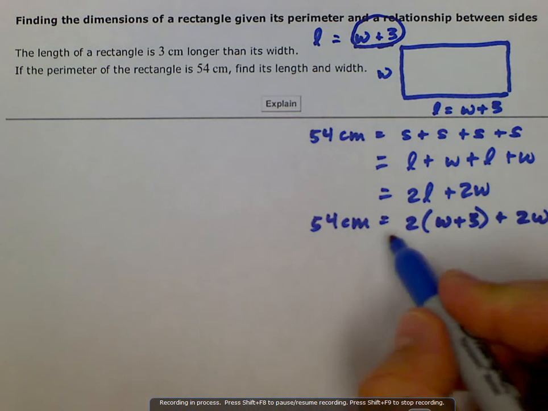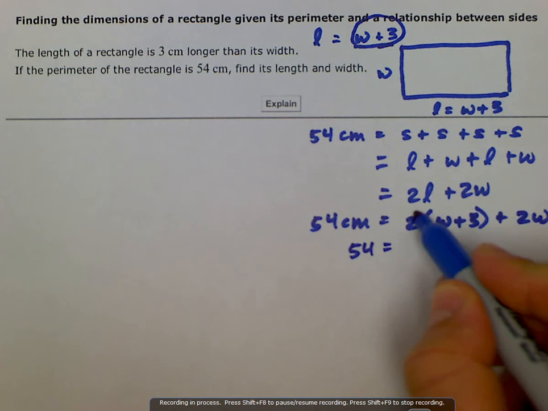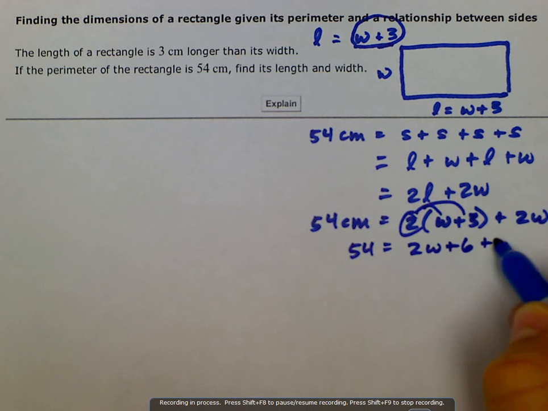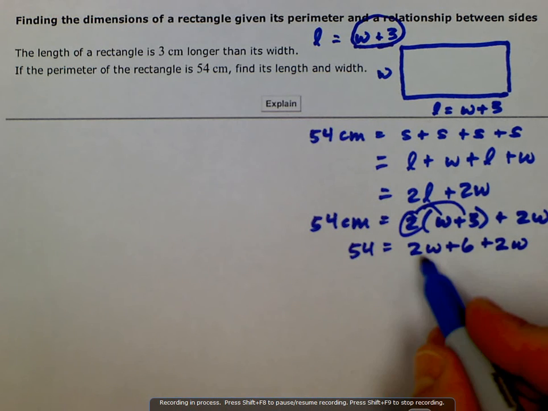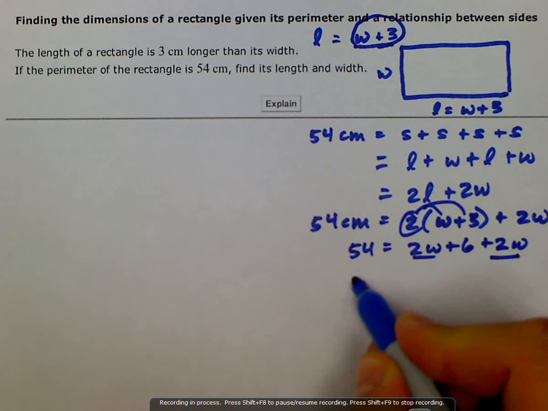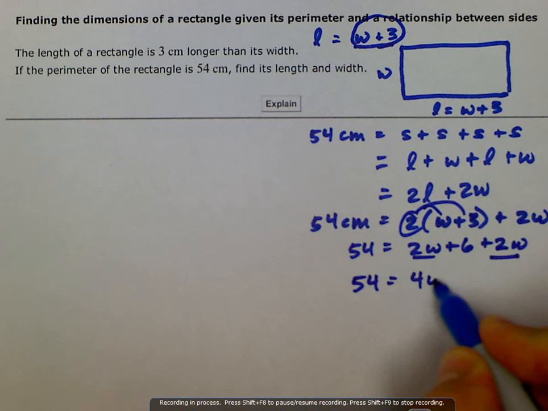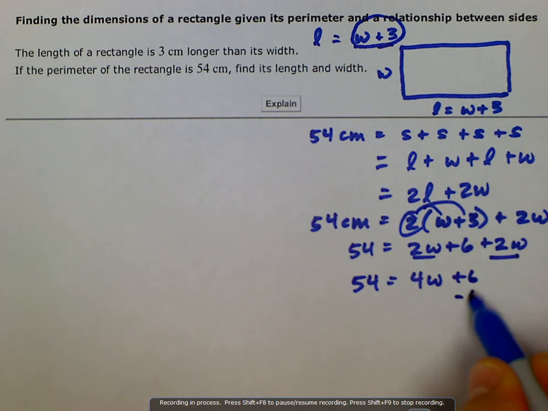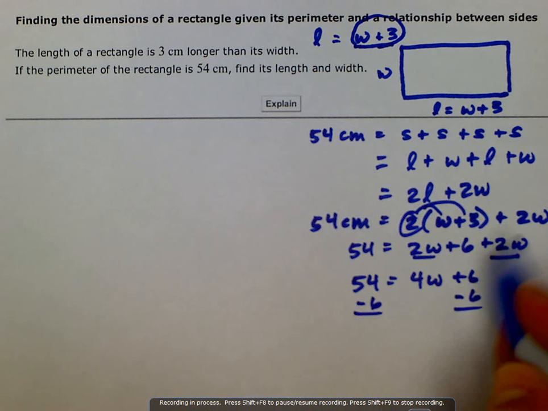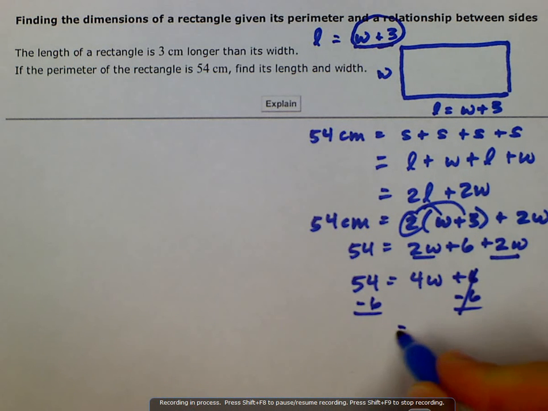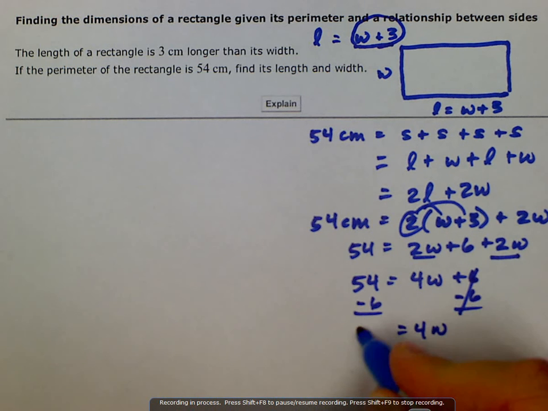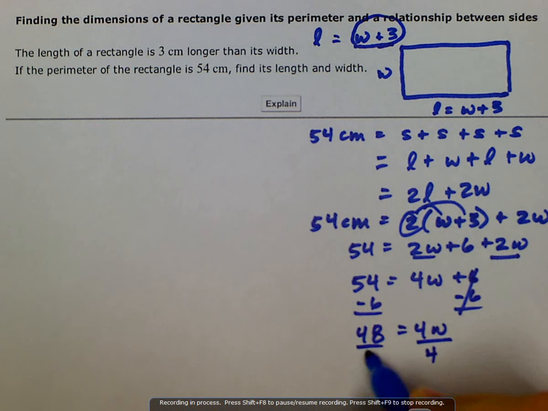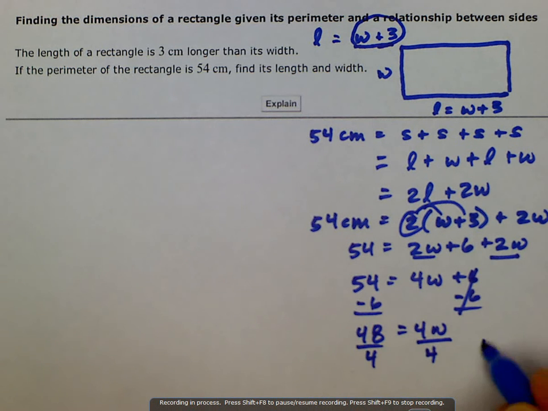So 54 is equal to, we would need to distribute, 2W plus 6 plus 2W. And then we combine like terms, 2W and 2W. 54 is equal to 4W plus 6. And then it's just a 2-step process where we would use opposite or inverse operations, subtract 6 from both sides. When we do that, we're going to get 4W is equal to 48. And then finally divide by the coefficient. When we do that, we get W is equal to 12.